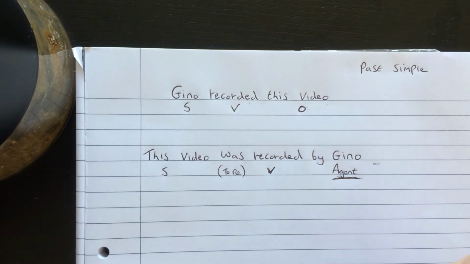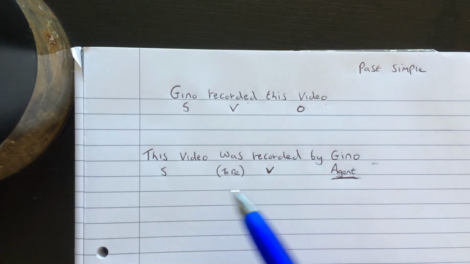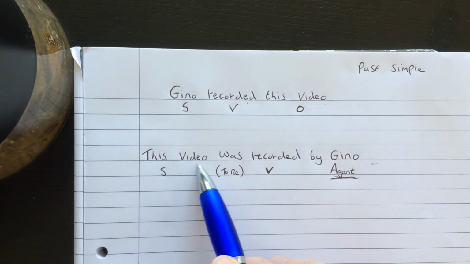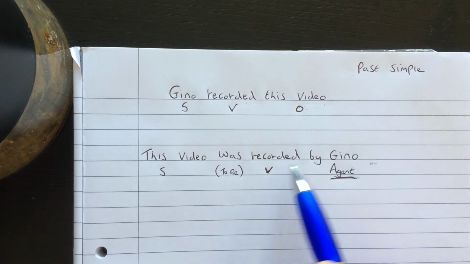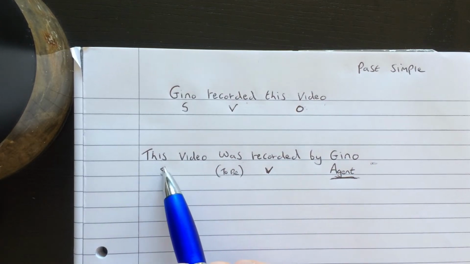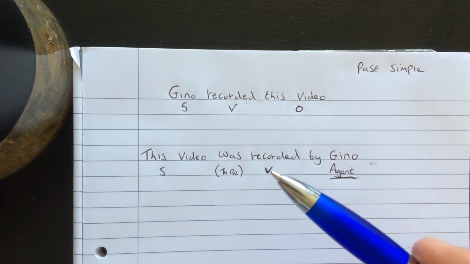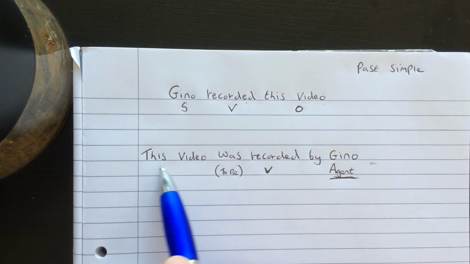Whereas if I want to put all the focus on the video to make the video the subject of the sentence, I would say, this video was recorded by Gino. So all the other information that comes after it is not as important as the video. And it just switches the attention of the reader or the listener to this particular part of the sentence, which is the video. Okay, moving on.